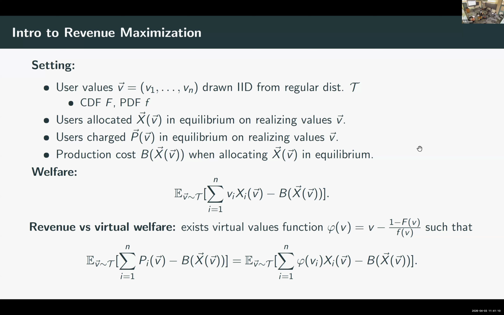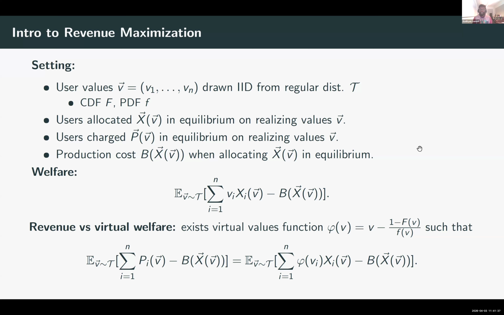Aadityan, isn't what you just said implicitly assuming that the burn function is symmetric? Because otherwise it's not exactly the same as what Myerson did, right? You can imagine a world where you burn more for higher value users, right? Over a cutoff, I burn more. Then optimizing for welfare and optimizing for revenue may not necessarily be the same.